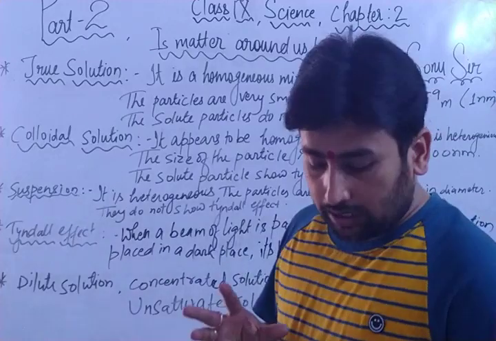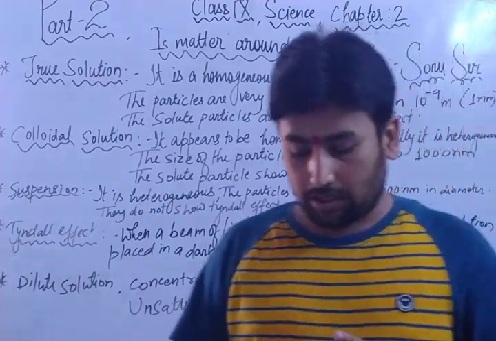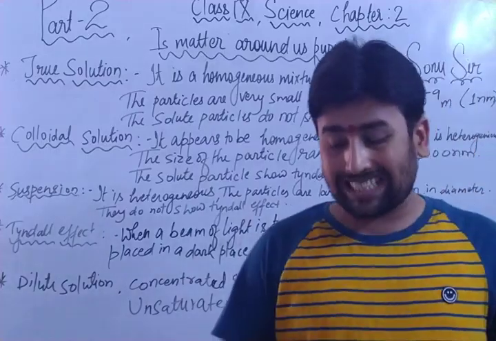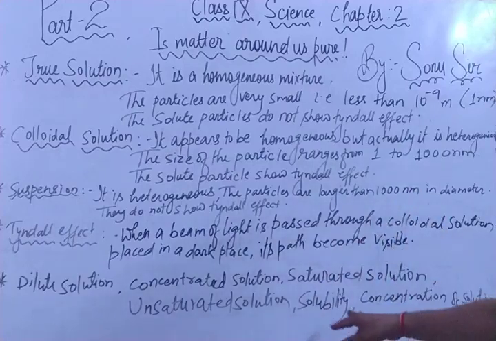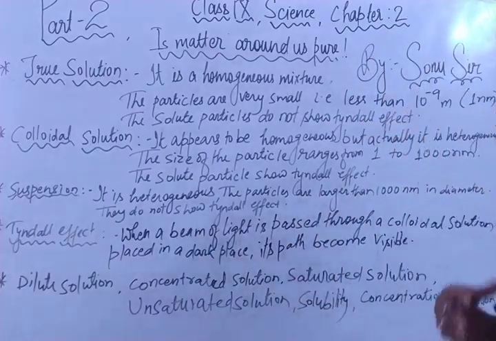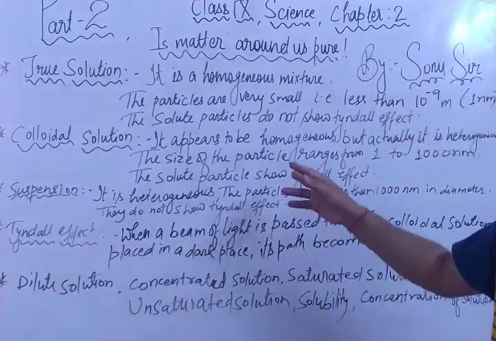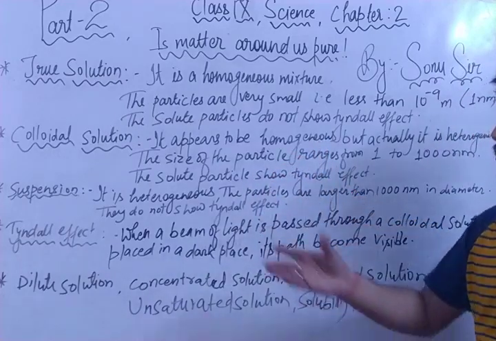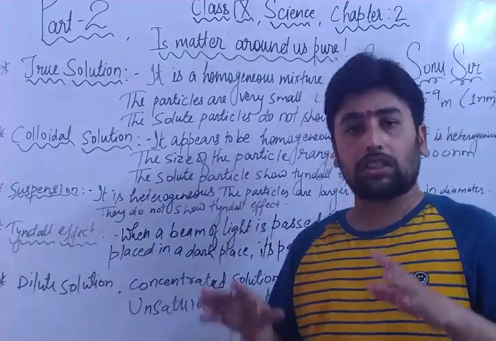What is solubility? The maximum amount of solute that can be dissolved in 100 grams of solvent at a particular temperature. Whatever the maximum amount of solute that can be dissolved in 100 gram of solvent at a fixed temperature is called solubility. So these were the parts of homogeneous mixtures. In the heterogeneous mixture, it is not a mixture of only solvents, it is a mixture of all types. It is of two types, colloidal solution and suspension. The properties of colloidal solution and suspension I have explained, and the Tyndall effect is seen in a colloidal heterogeneous mixture.